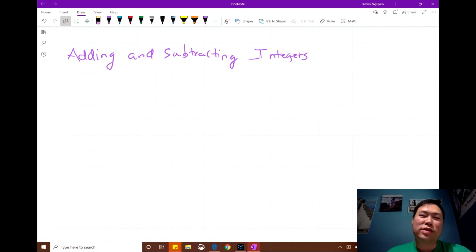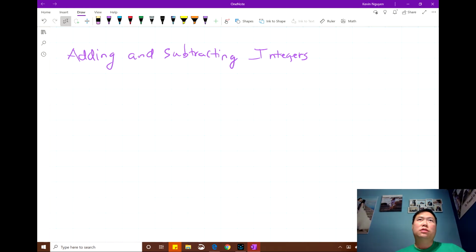Today I'd like to go over adding and subtracting integers. This is not a very challenging topic, but it could be confusing sometimes. So I like to offer my own strategy when I do this problem myself. My strategy comprises two main parts.